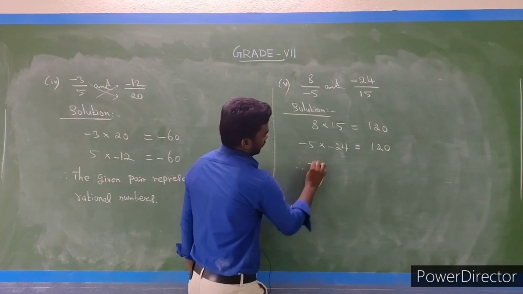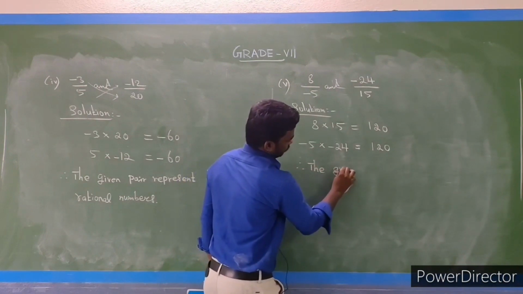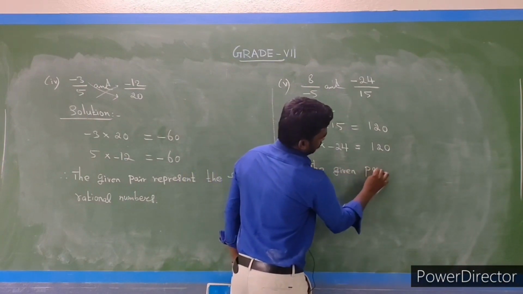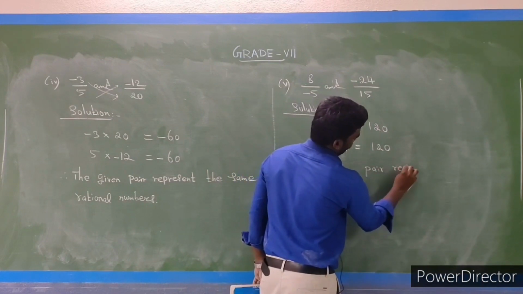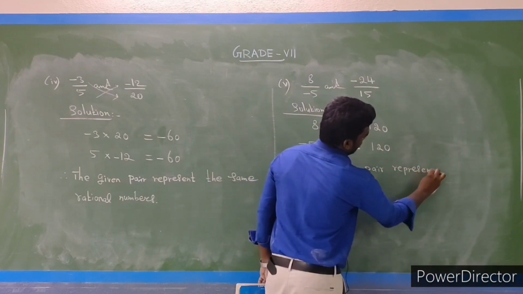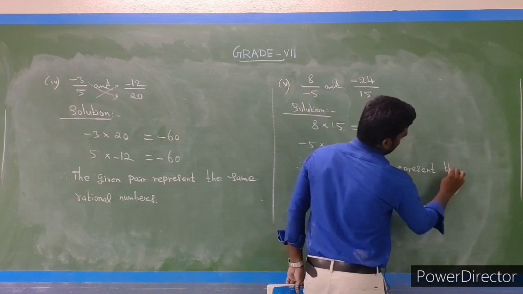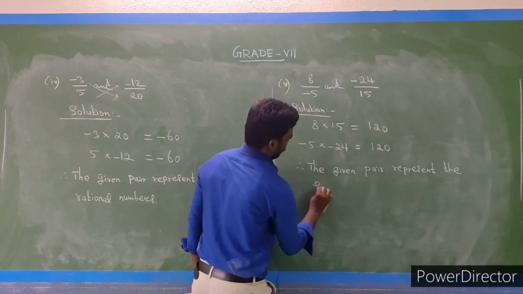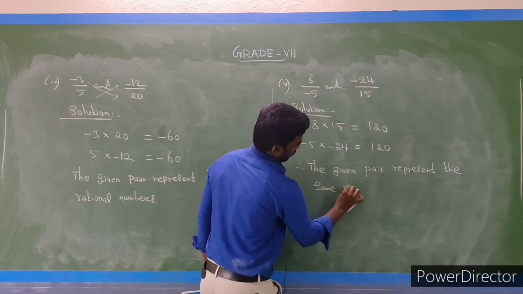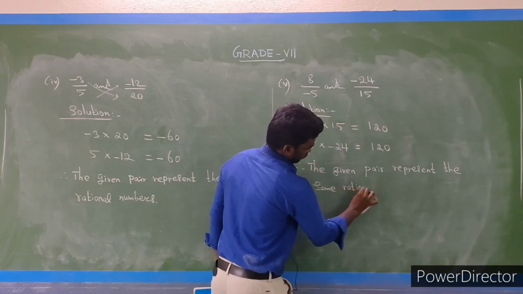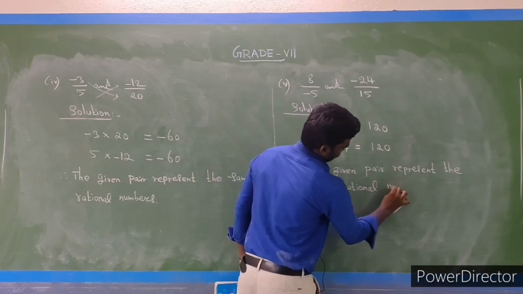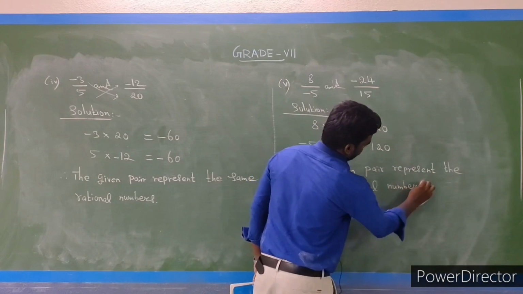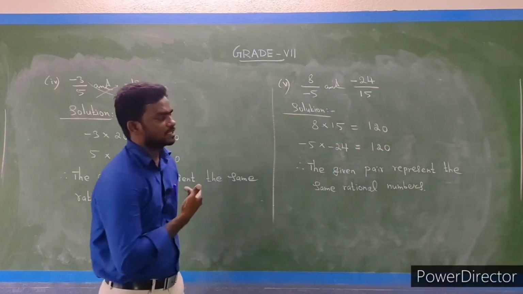Therefore, the given pair represents the same rational numbers.